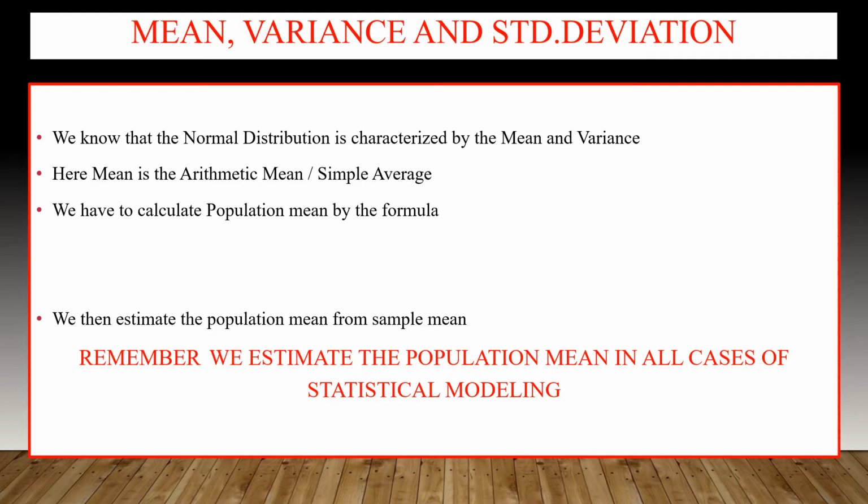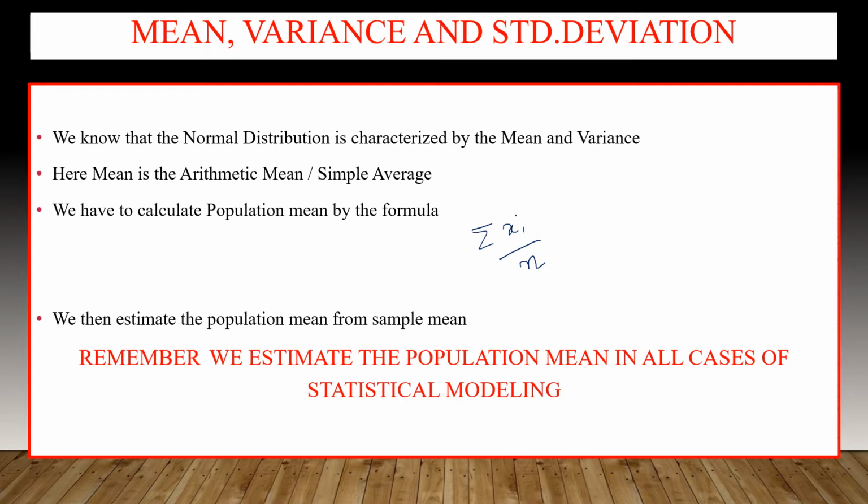Okay, so normal distribution is characterized by its mean. There are several types of mean, as you know. There is arithmetic mean, geometric mean, harmonic mean. In this case we will be considering the arithmetic mean or the simple average. Now, the fundamental thing that we need to take care of here is that we are calculating the population mean, right? We are calculating the population mean by the formula summation xi upon n, where n is the number of observations and xi are the individual observations. These things are known to us.